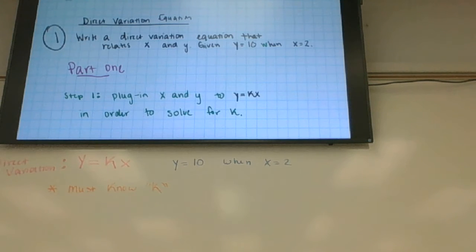K makes the equation. So step 1 in writing your equation, you're going to plug in the given x and y to the model, and that's going to help you solve for k. So plug in in order to solve for k.